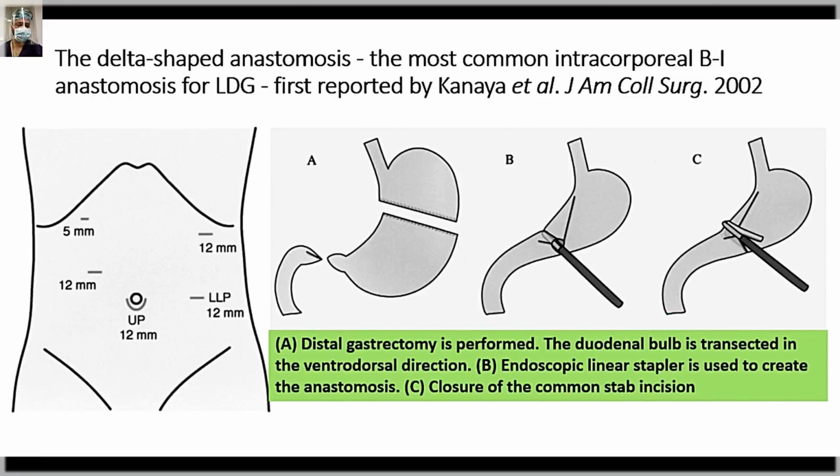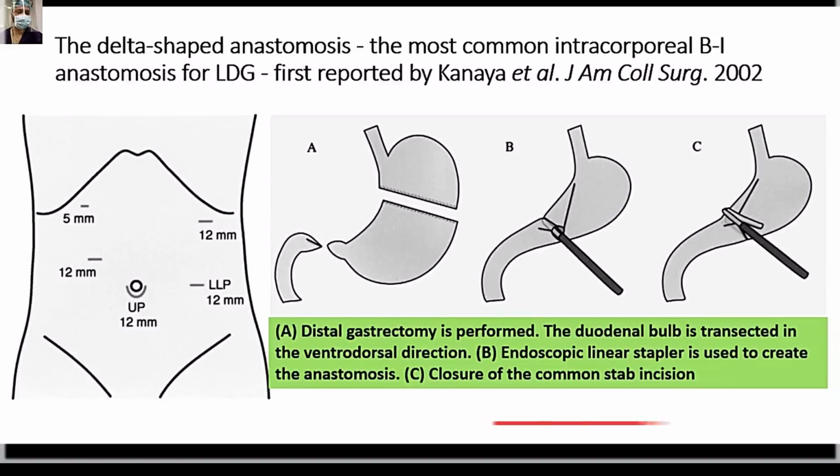The authors reported that this delta-shaped anastomosis is the most common intracorporeal Billroth 1 anastomosis after laparoscopic distal gastrectomy, and it was first reported by Kanaya et al., published in 2002 in the Journal of the American College of Surgeons. In this technique, distal gastrectomy is performed and the duodenum is transected in a ventro-dorsal direction. That is, we fire a stapler vertically, following which an endoscopic linear stapler is used to create the anastomosis, and closure of the common stab incision is done with the help of another endo-GI stapler.